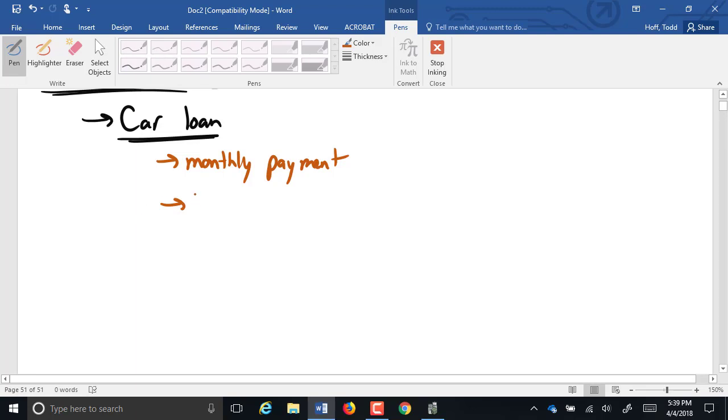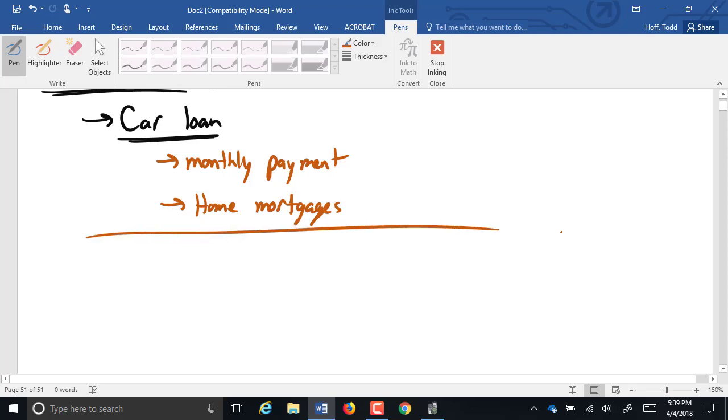Most home mortgages are simple interest. Again, for that reason of you're expected to make a payment every month.